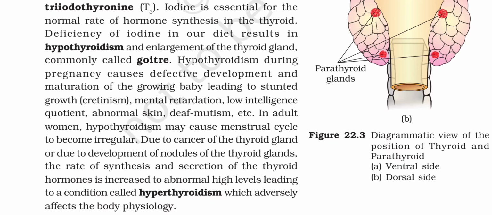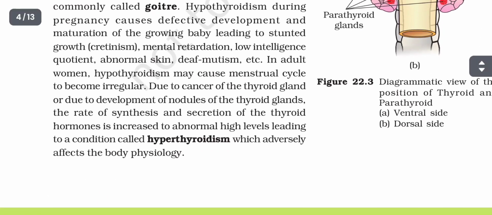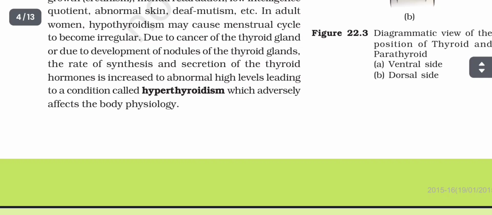In adult women, hypothyroidism may cause the menstrual cycle to become irregular. Due to cancer of the thyroid gland or due to development of nodules of the thyroid gland, the rate of synthesis and secretion of the thyroid hormones is increased to abnormally high levels, leading to a condition called hyperthyroidism, which adversely affects the body physiology.